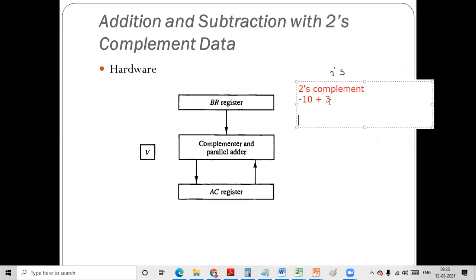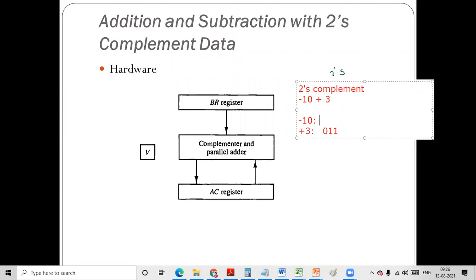My first number is minus 10, right? So how to represent this minus 10 in 2's complement form? What is its value in its 2's complement form? See, first number is minus 10, second number is 3. So 3 means it is plus 3. So plus 3, how can we represent this? 0, 1, 1. Am I right? 0, 1, 1 is plus 3. Yes, ma'am.